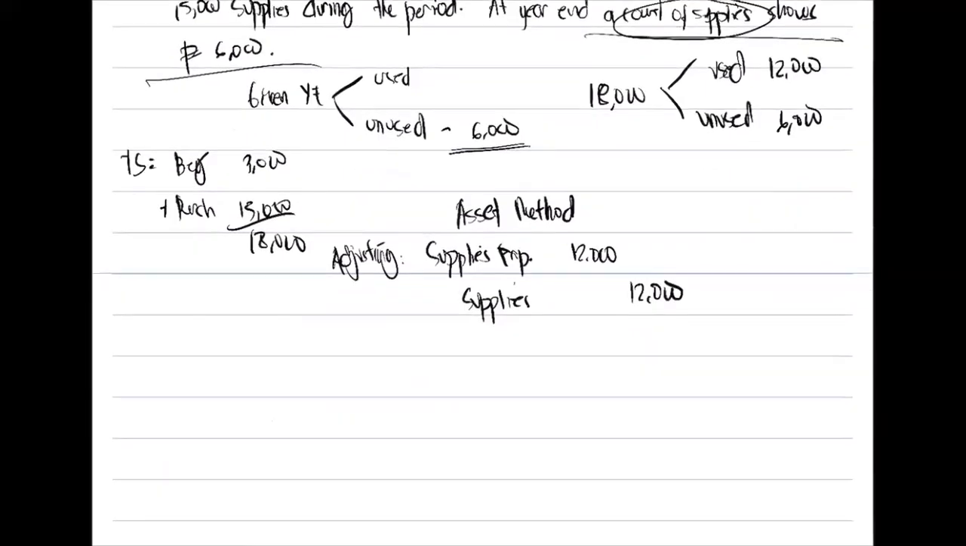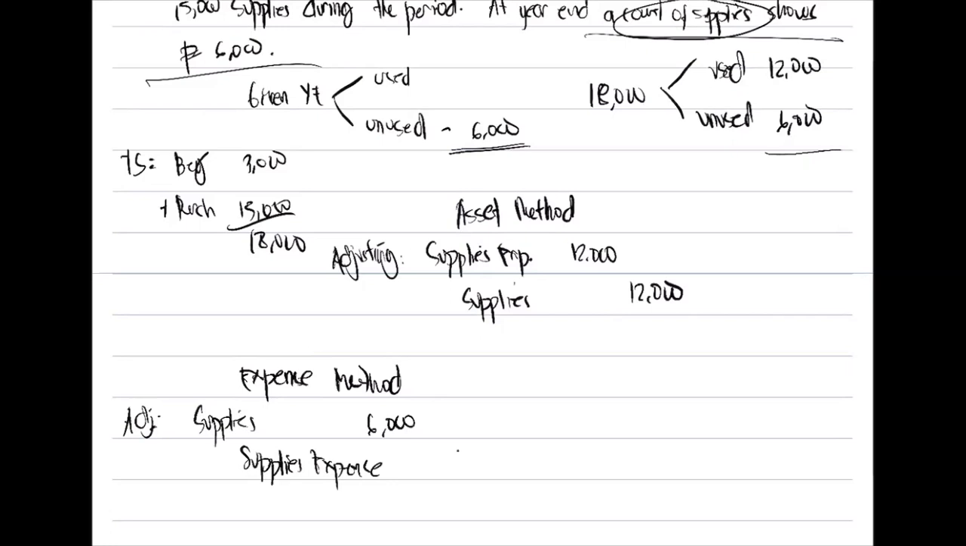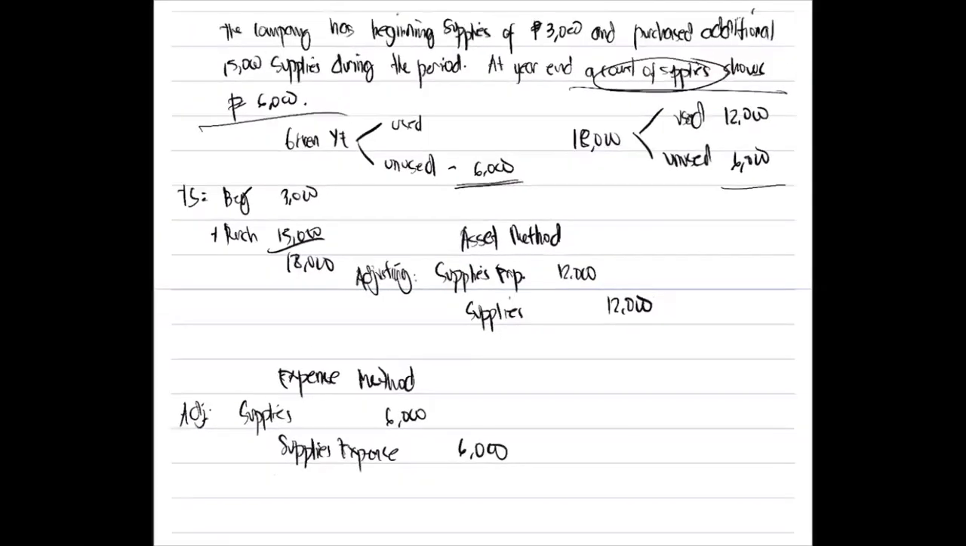What if the method used is the expense method? If the method used is the expense method, what is our adjusting entry? We debit supplies and we credit supplies expense. At what amount? The amount unused. So the amount unused is 6,000 pesos.